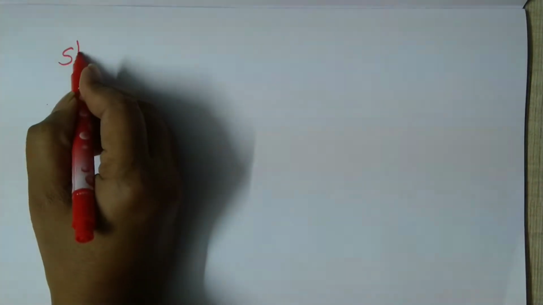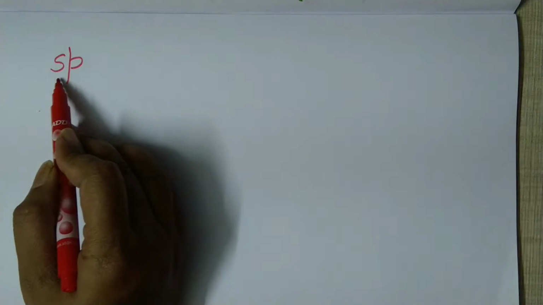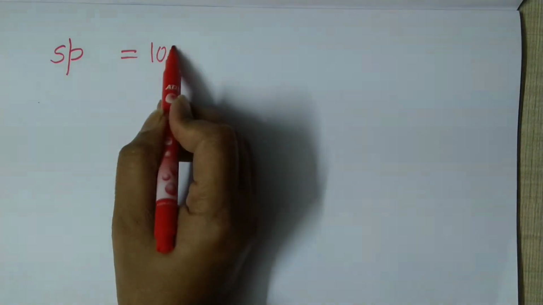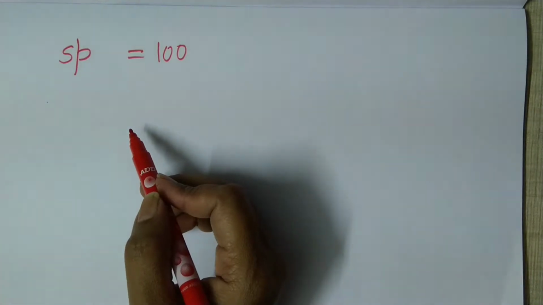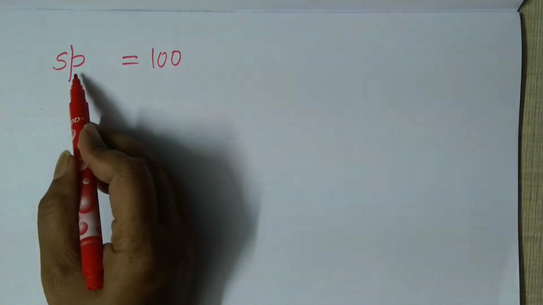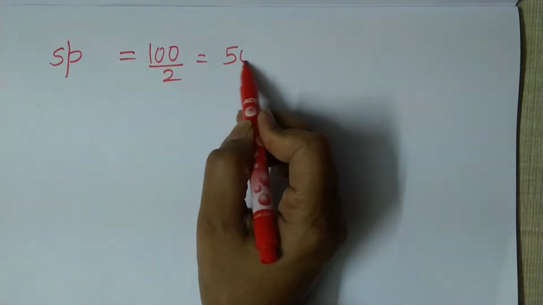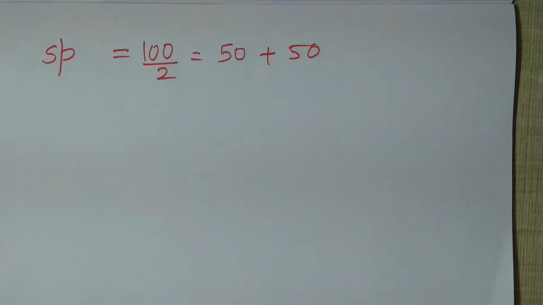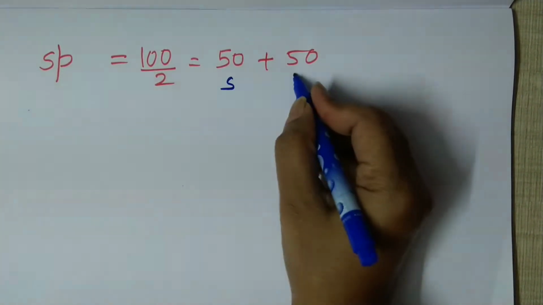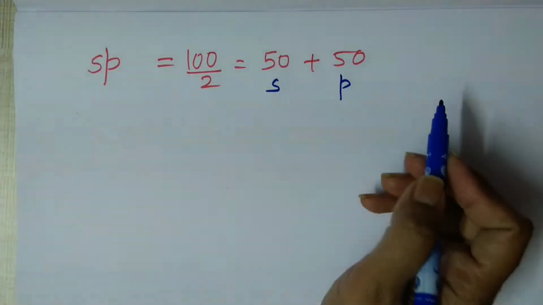Now I have sp hybridized orbital. A molecule is having sp hybridization. Imagine sp is equal to 100. 100 means percent. So what is the amount of character you will give to S? How many orbitals are there? 2. So 100 divided by 2 is equal to 50. So 50 plus 50. 50 goes for S and 50 goes for P. So S character is 50% and P character is 50%. Hope you have understood this.